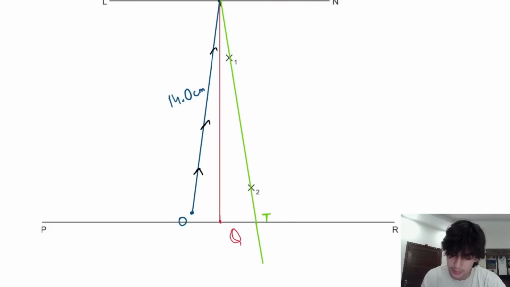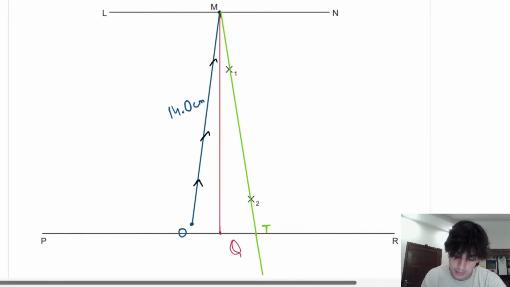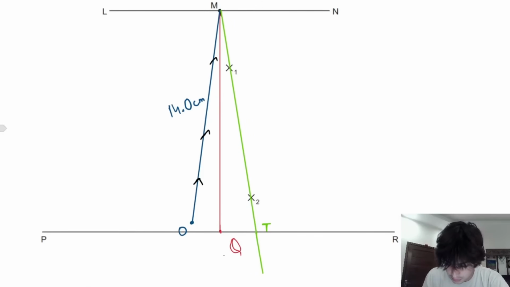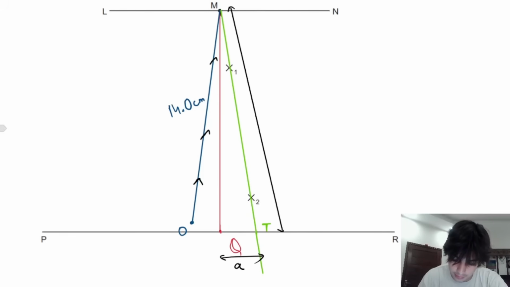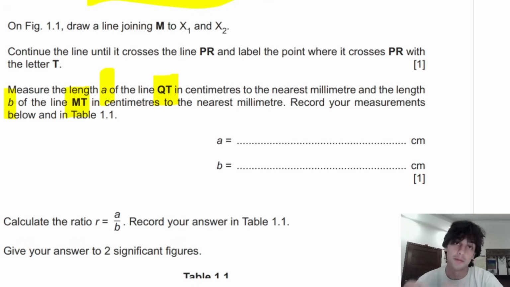So what distances are we exactly talking about? We're talking about the line QT, which is going to be this. Okay, so this is going to be A, and we're talking about the line MT, which is basically this thing. So let's just say that this is distance B. Now, hopefully you guys actually know how to use a scale, a ruler. Please don't mess this question up, please. This is so easy. And let's just say for our sake that the answer that we get is 1.7, 10.3.